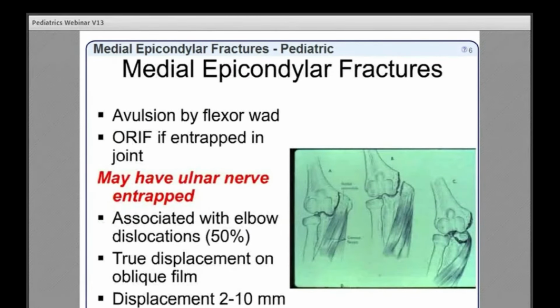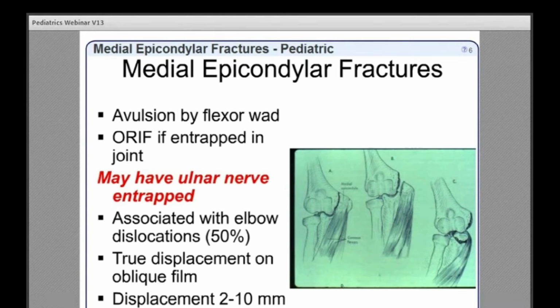So medial epicondyle fractures result from an avulsion by the flexor pronator muscular wad. And they have some controversy regarding treatment of these types of injuries. Open reduction internal fixation is indicated for those injuries that have been entrapped in the joint following an elbow dislocation. An elbow dislocation is a common associated injury with this type of fracture. And in fact, anytime an elbow dislocation is recognized in a child, you have to be concerned that there might be an associated medial epicondyle fracture.